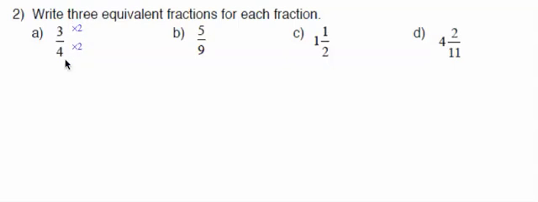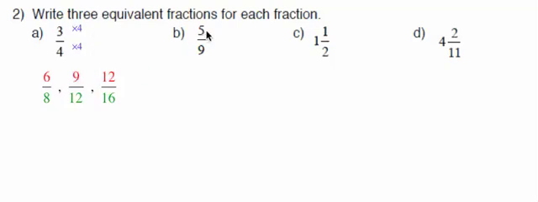So 3 times 2 is 6, and 4 times 2 is 8, so we can say 6/8. Or we can multiply the top and bottom by 3. So times 3, times 3, and that gives us 9/12. Or we can multiply the top and bottom by 4. Okay, and that gives us 12/16. Or we can multiply the top and bottom by a billion, so 3 billion over 4 billion. Or you can multiply the top and bottom by any number you like.